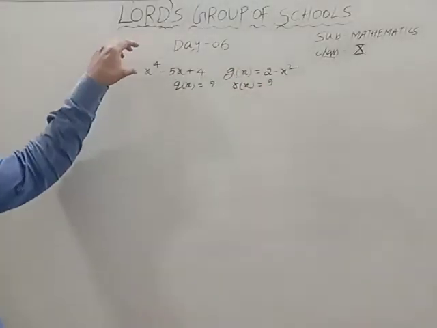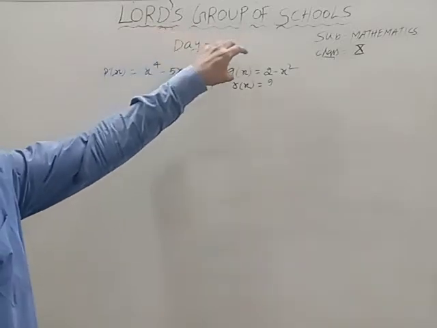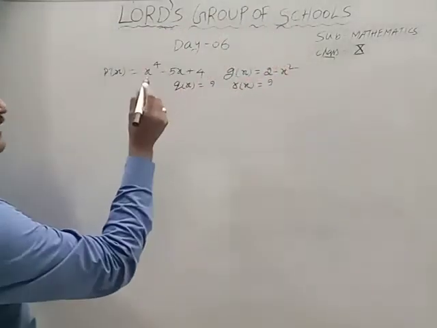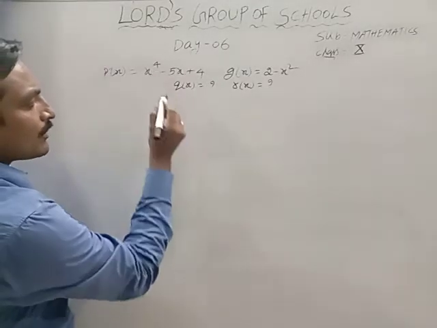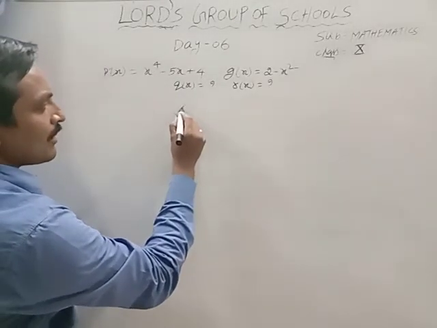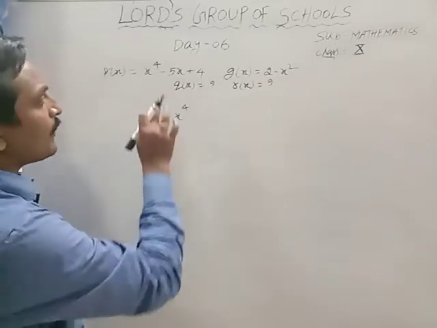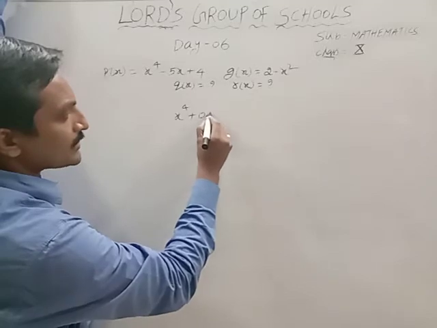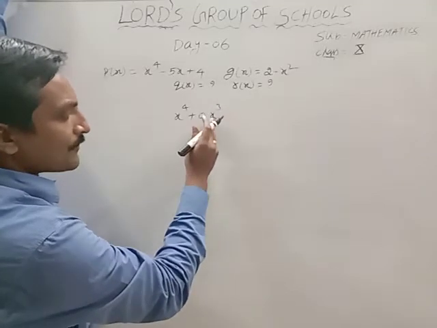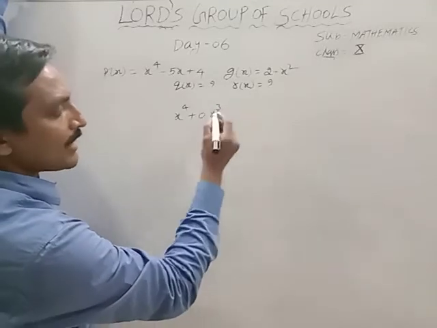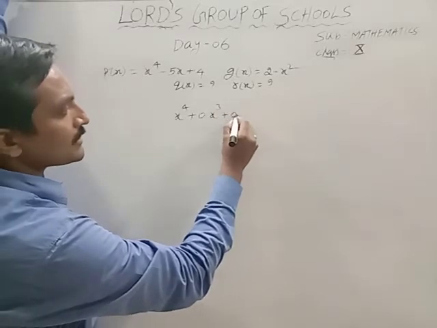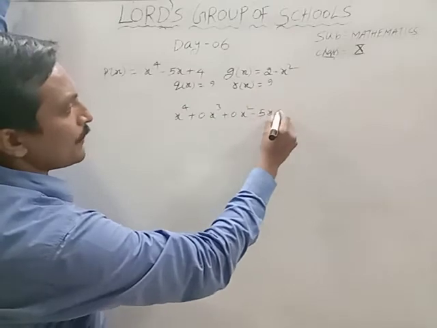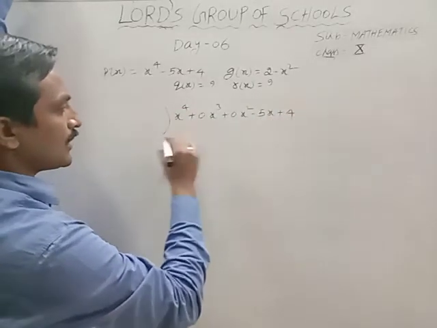Here P of x is divided by G of x, so P of x is acting as the dividend. In a dividend, the highest power is 4, and that term you have to write first. After 4 you need 3, but the cube term is not present, so you have to take 0x cube. After that the square is required, but the square is also not present, so 0x square, minus 5x plus 4. This is the answer.